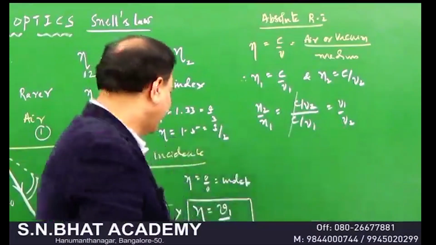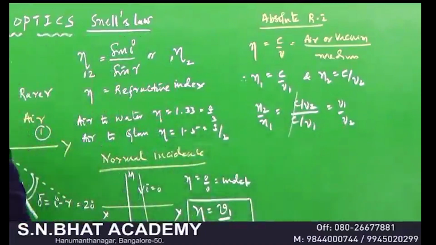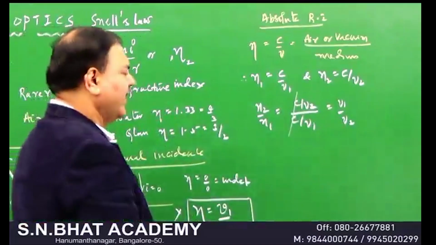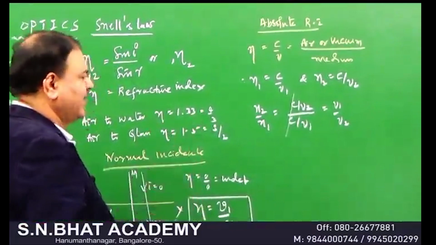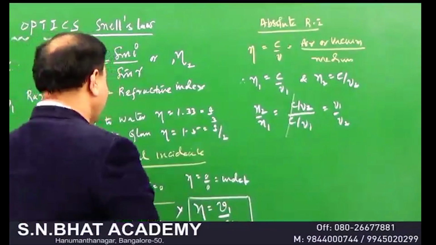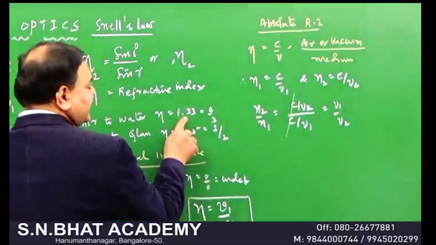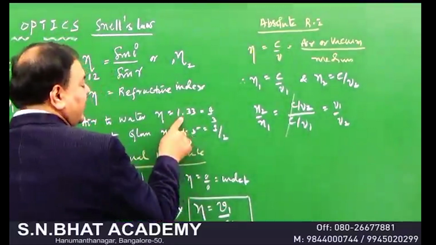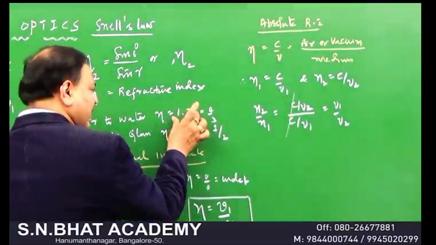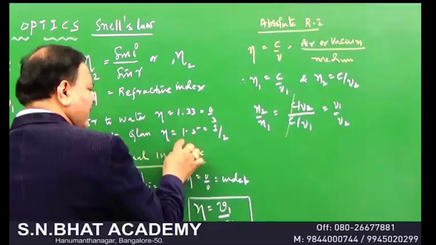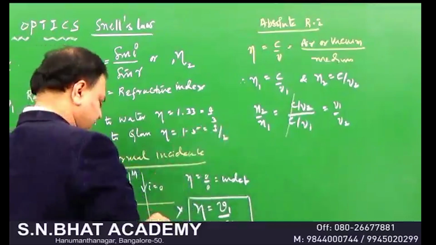Look, refractive index of air is 1, therefore velocity is more. Look, refractive index of glass is more compared to air, here the velocity is less. In glass, refractive index is more, velocity is less.